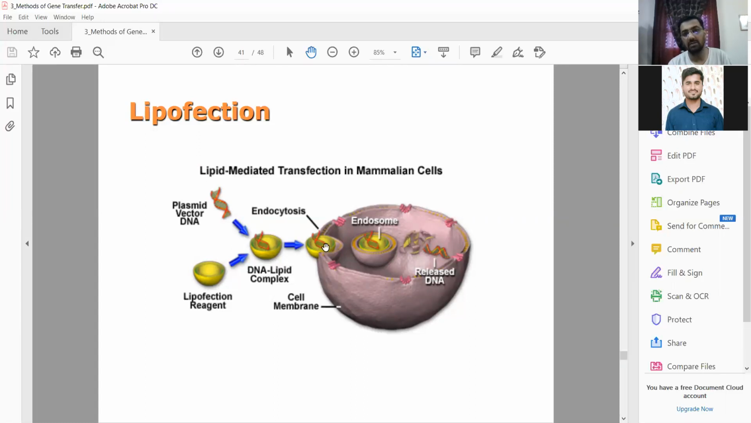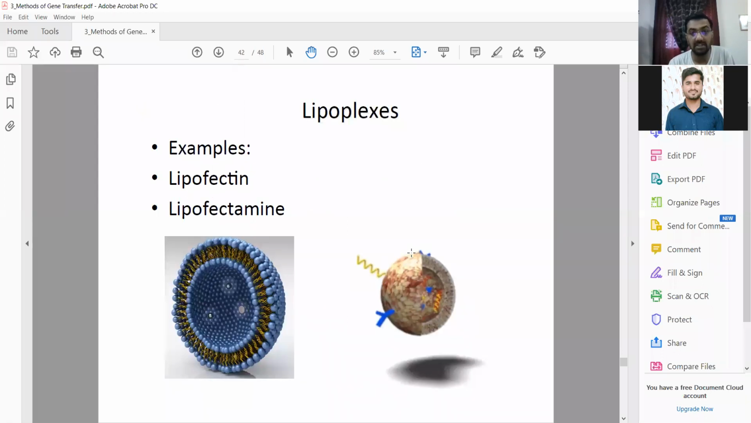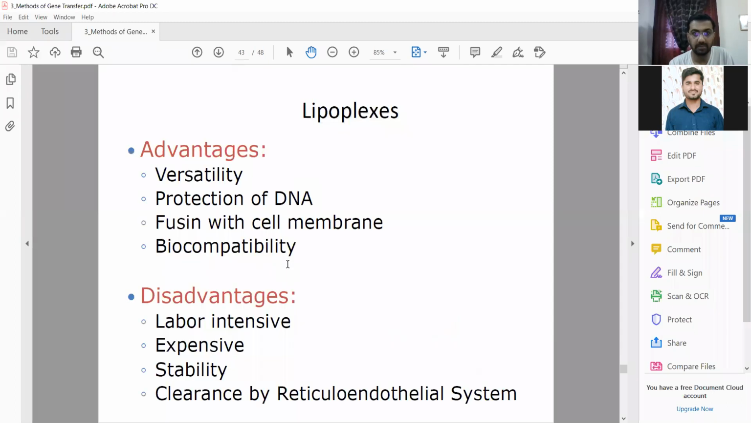And with the endocytosis phenomenon, these liposomes carrying the DNA would be endocytosed into the cell. Examples of lipoplexes are Lipofectin and Lipofectamine. These are the two main commonly used lipoplexes, and they are commonly used for doing gene transfer.